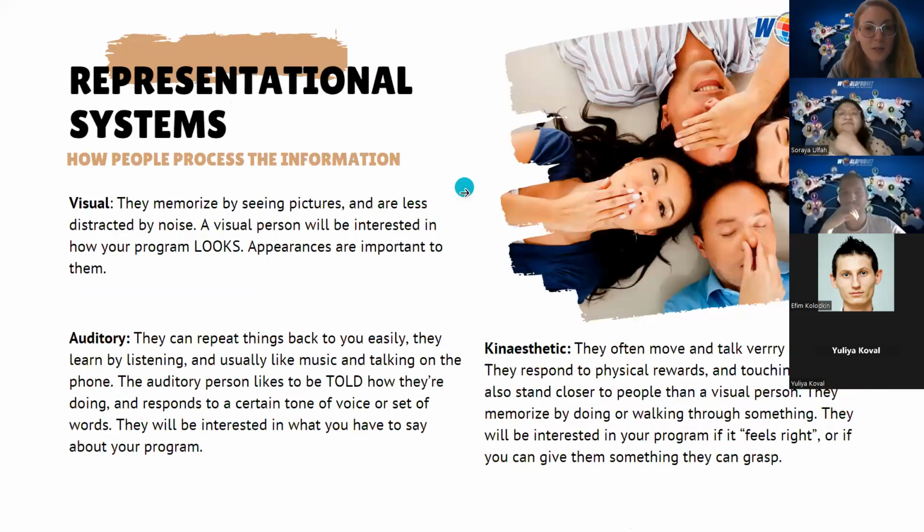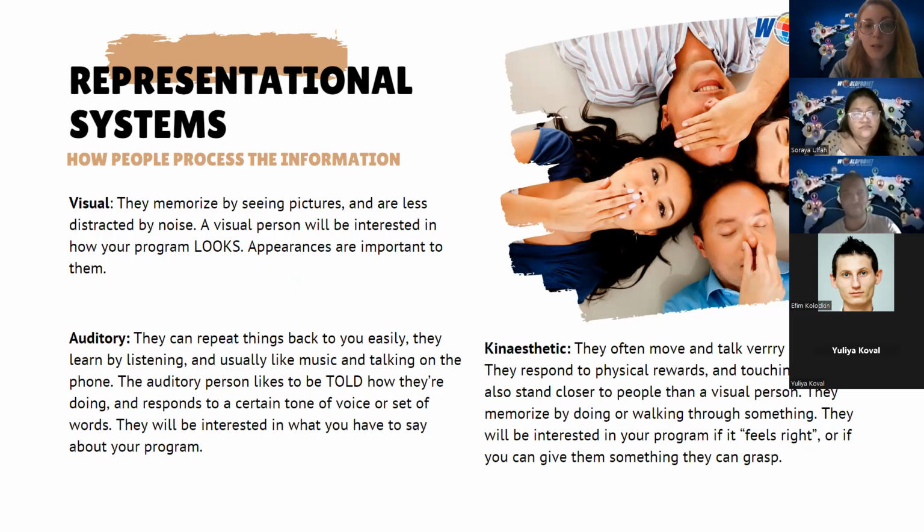Okay, now let's go to representational systems that I showed before. This is how people process information, and basically all people use several of those things together, but one of them will be prevailing. Okay, and there are three categories.